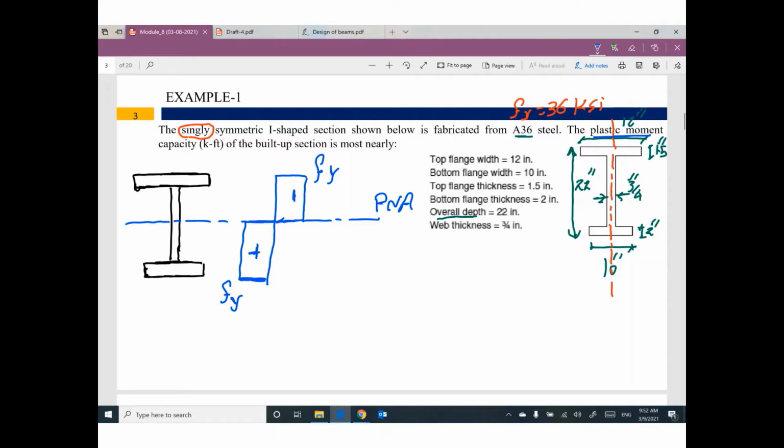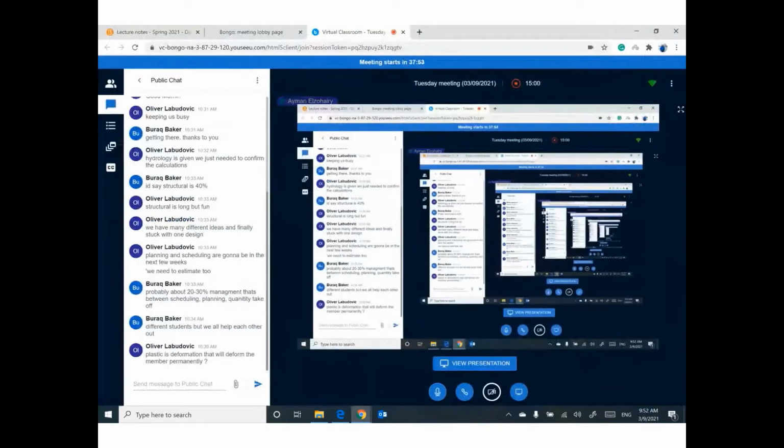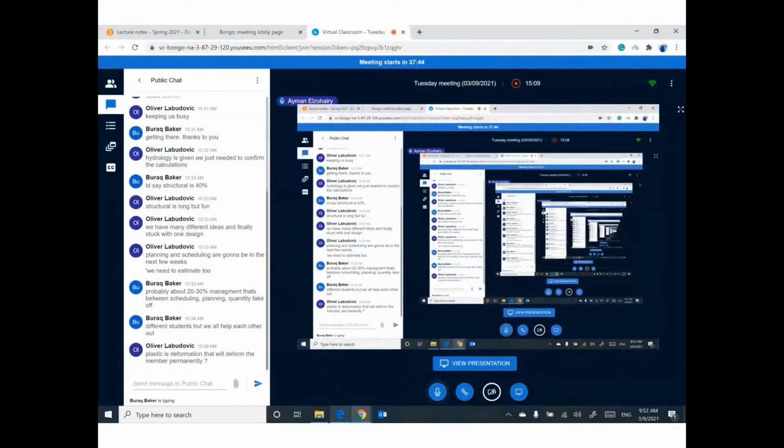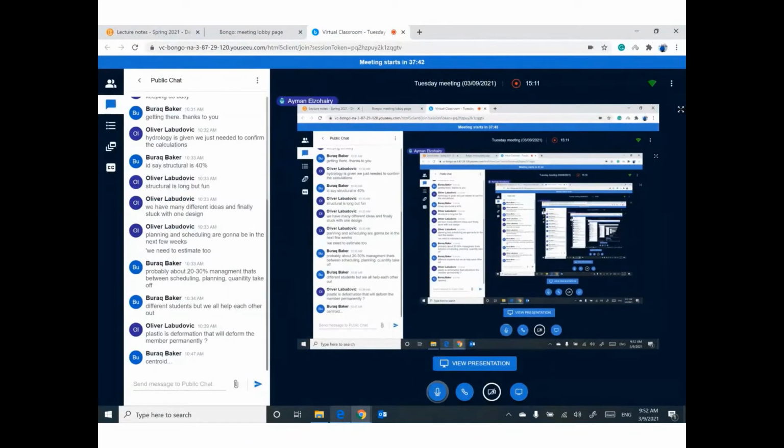Do you know where the plastic neutral axis is? Anybody knows where the plastic neutral axis is? Any answer? No.